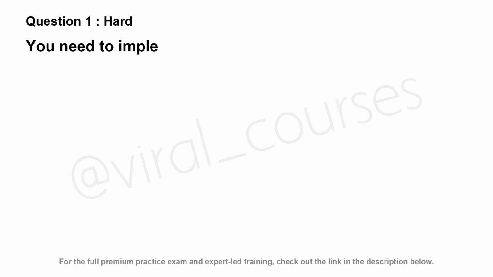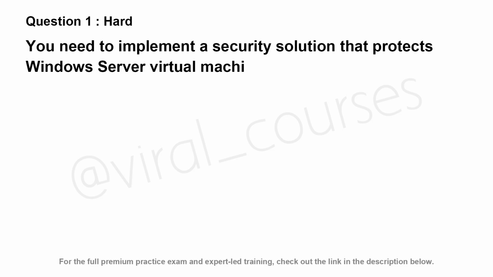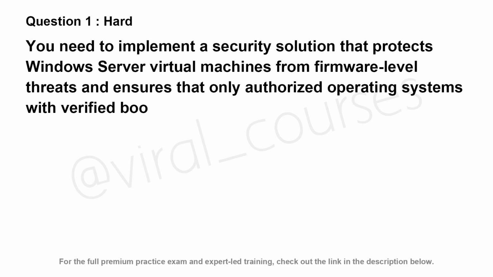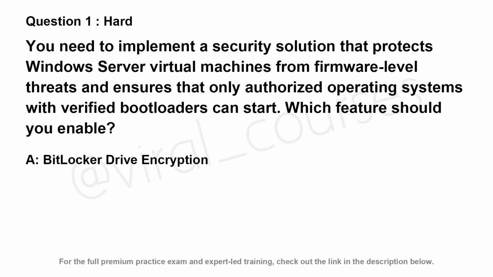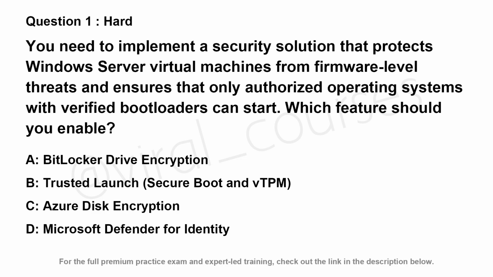You need to implement a security solution that protects Windows Server virtual machines from firmware-level threats and ensures that only authorized operating systems with verified bootloaders can start. Which features should you enable? Option A. BitLocker Drive Encryption. Option B. Trusted Launch, Secure Boot and vTPM. Option C. Azure Disk Encryption. Option D. Microsoft Defender for Identity.